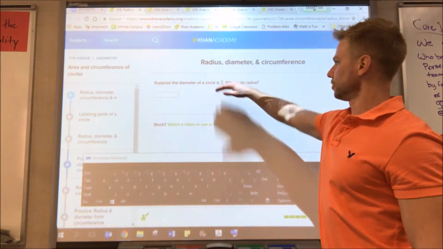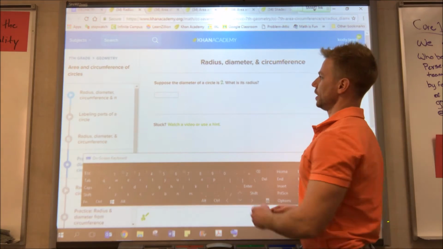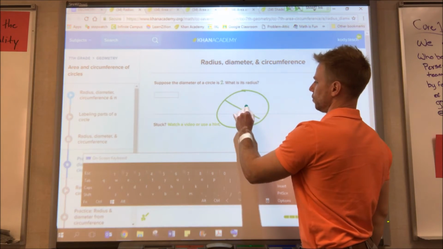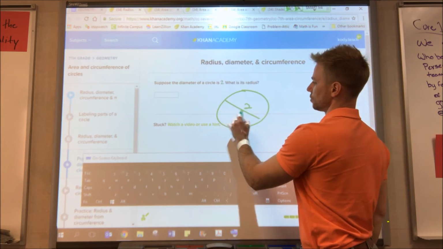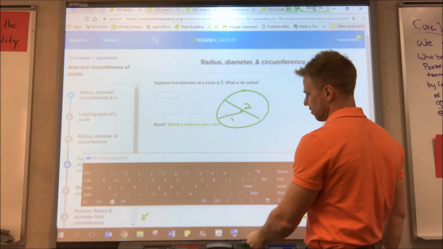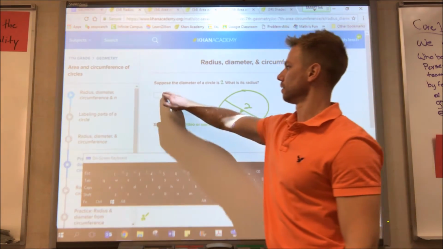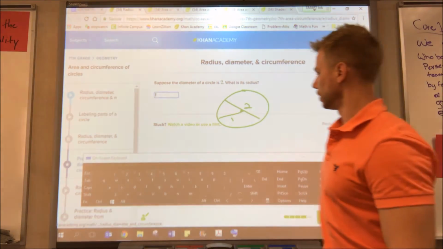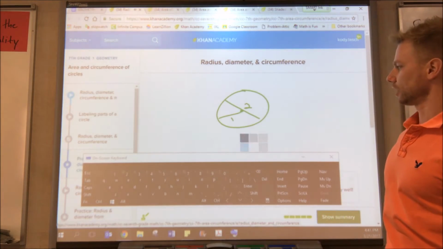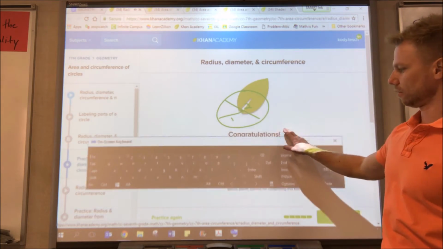All right, the diameter is 2. What is the radius? Okay, all the way across is 2. That means just halfway would be half of that, which would be 1. So plug in 1. They're just checking to see if we understand the parts of a circle.